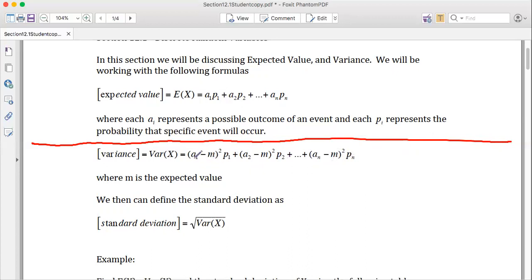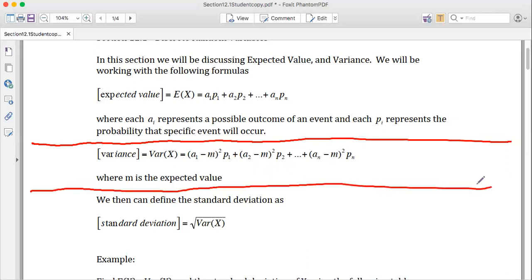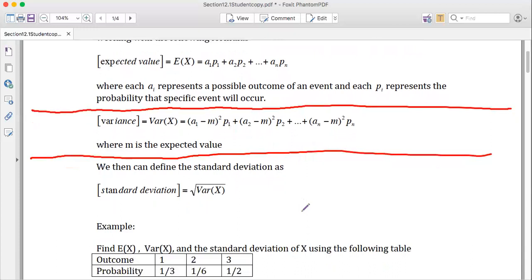So what am I doing here? I'm taking an outcome, I'm subtracting away the expected value, I'm squaring that difference, and then I'm multiplying by the probability that that specific outcome occurs. And I'm doing that for all of the outcomes, and then we're adding them all together. Then, as soon as we found the variance, we can actually find the standard deviation pretty nicely. The standard deviation is just the square root of the variance. So once we have the variance, standard deviation is actually the quickest to find.